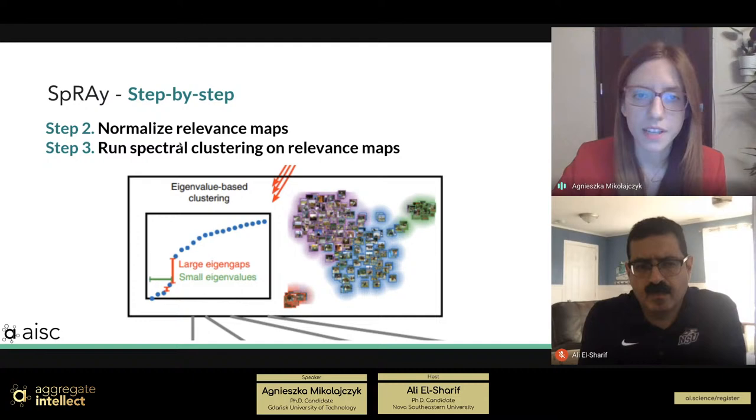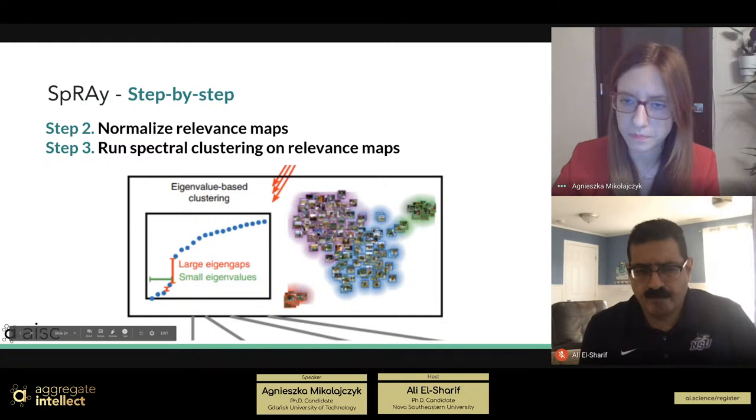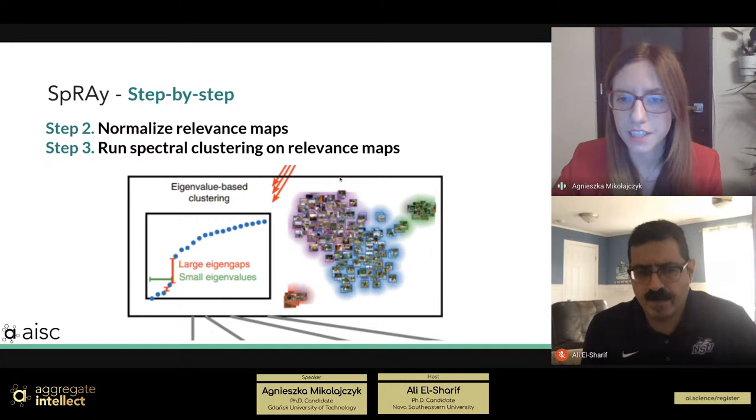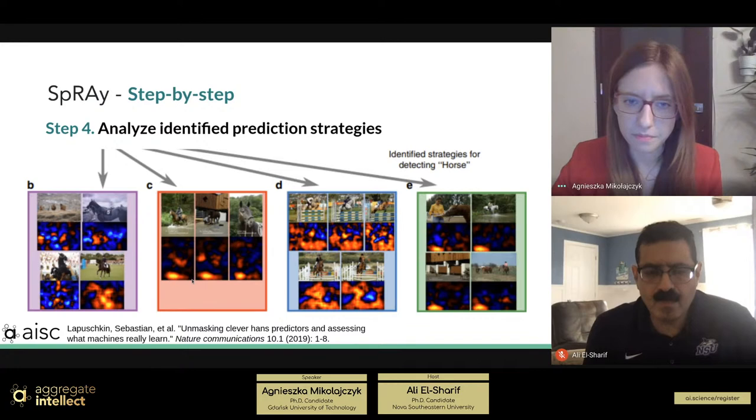Then they normalize relevance maps. So they resize them and simply normalize from 0 to 1. And then they run spectral clustering on relevance maps, and they choose the number of clusters with eigenvalues. So what they do here, they get all of the relevance maps and cluster them to find some prediction strategies. Finally, they achieved 4 clusters for the horse prediction.